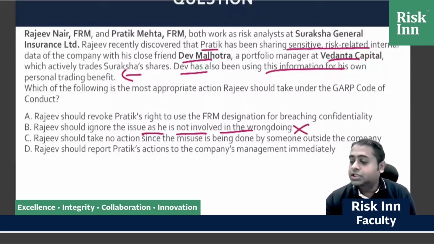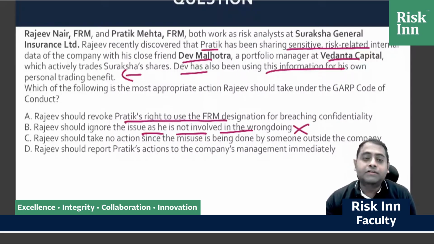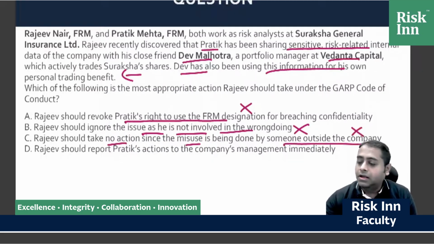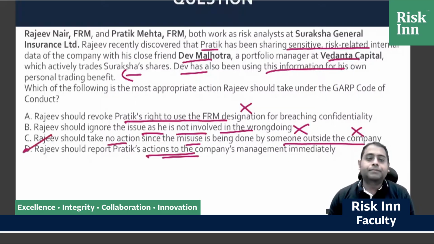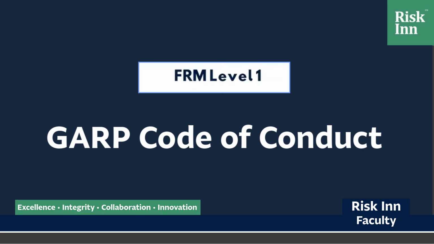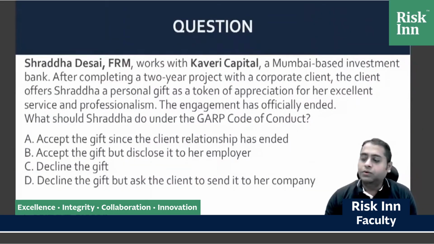Right? Rajiv should revoke Pratik's FRM. He does not have the authority. Right? Rajiv should take no action since the misuse is done by someone outside. He is involved. No? Answer is D. He should report. Correct? He should report.